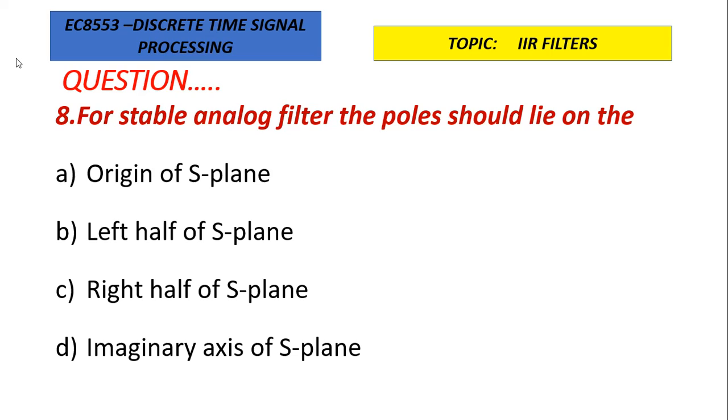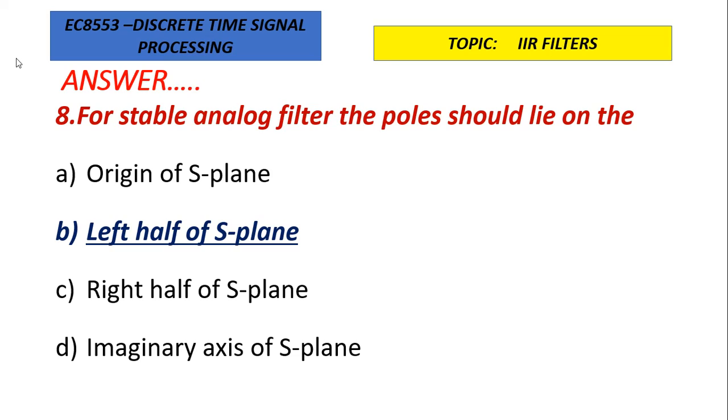So we are going to design an analog filter. We should design it as a stable one. For that, where should the poles lie? Origin of S plane, left half of S plane, right half of S plane, or imaginary axis. The answer is left half of S plane. So when the poles are lying on the left half of S plane, we can say that the analog filter is stable.